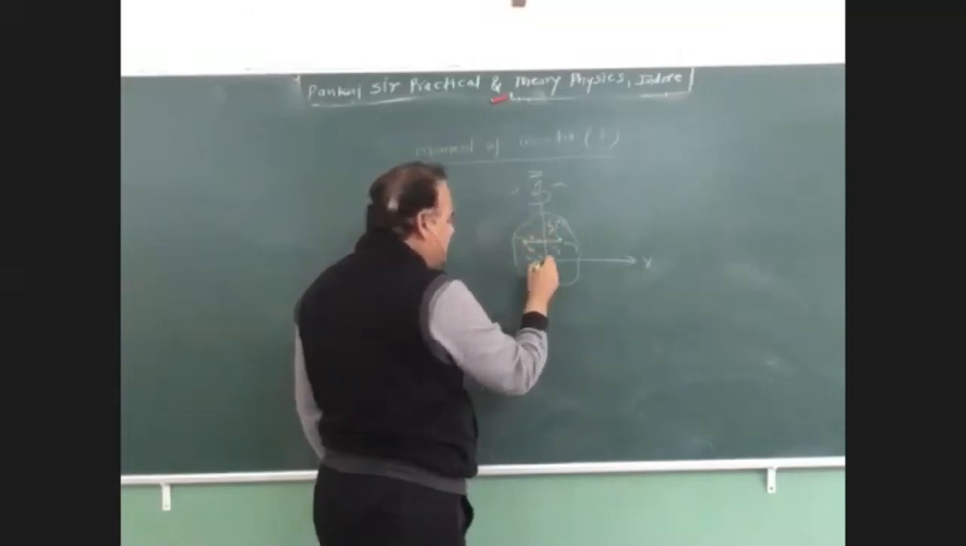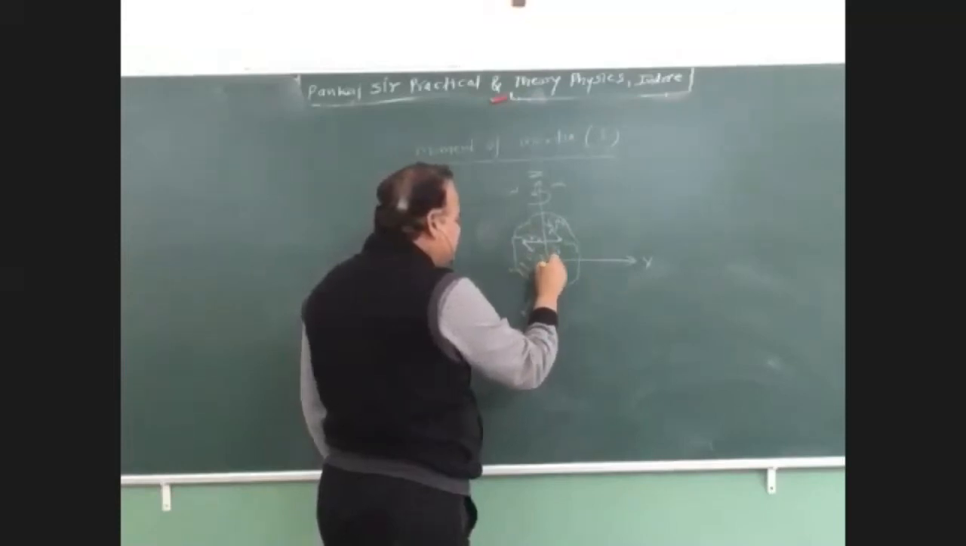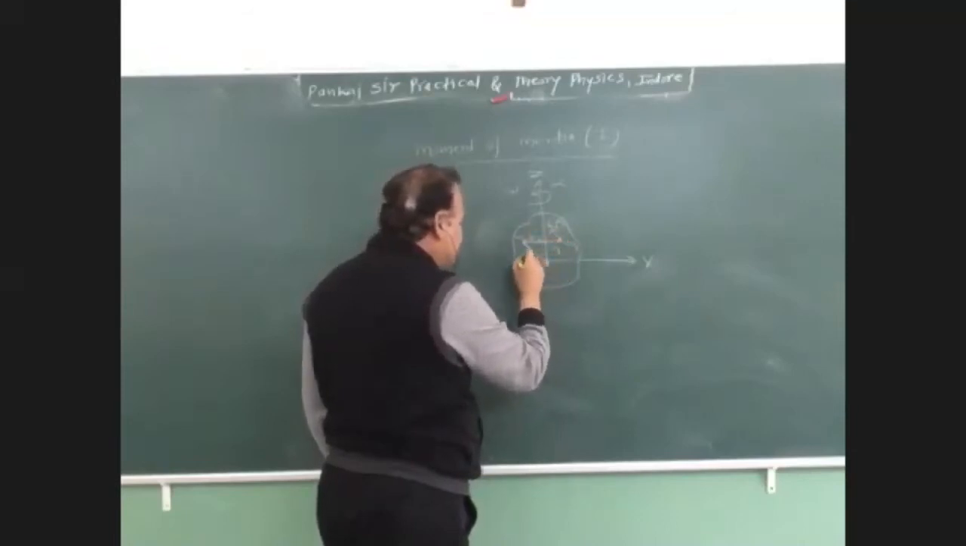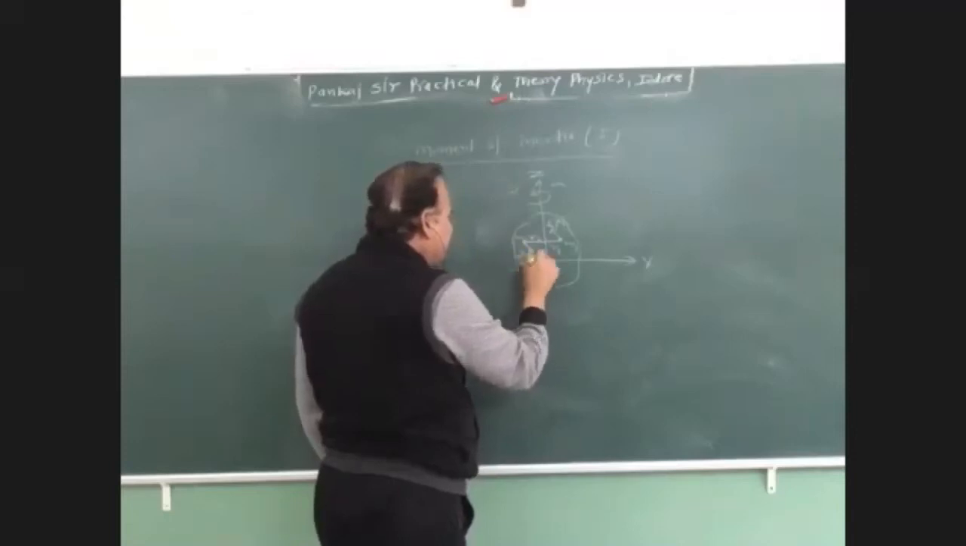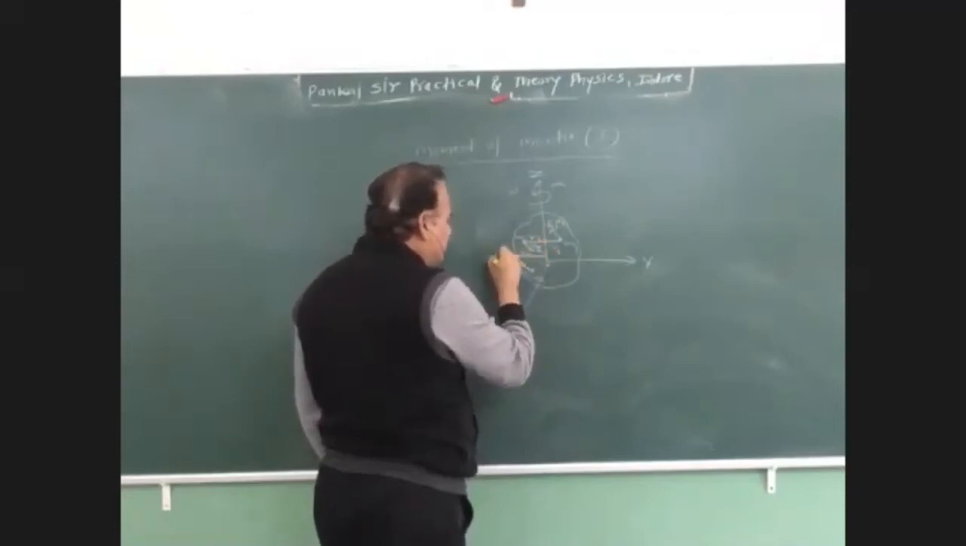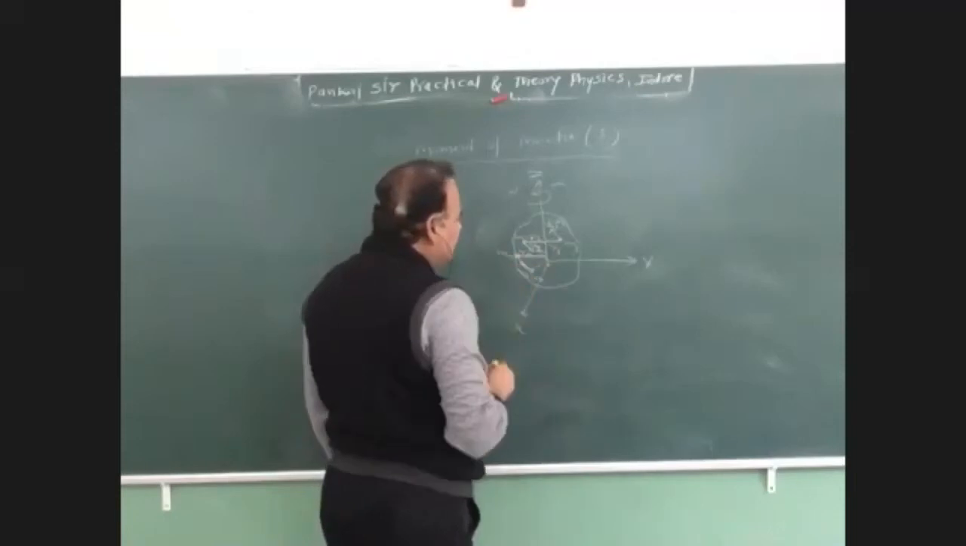Let me take one more particle, n, mass mn. So its velocity is vn and distance from the axis of rotation is rn. This was v2, this is vn, this mass is mn. Correct?